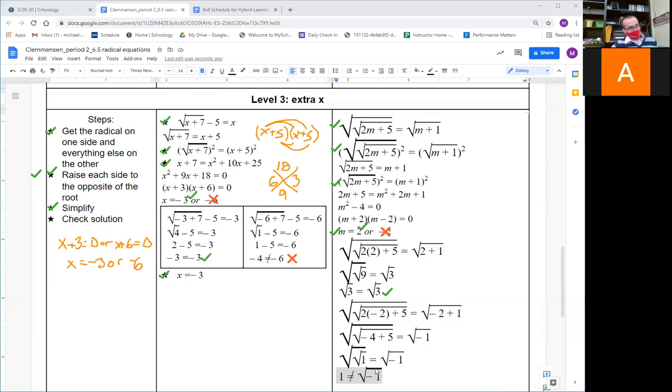Are there any questions on level 3 before I set you loose to work on the you-do problems and then the exit ticket at the end? Anybody have any questions?